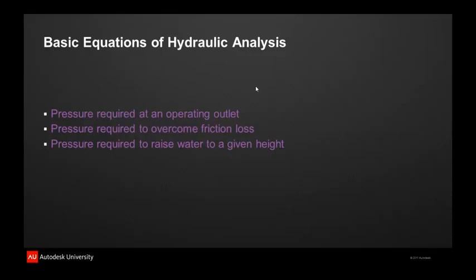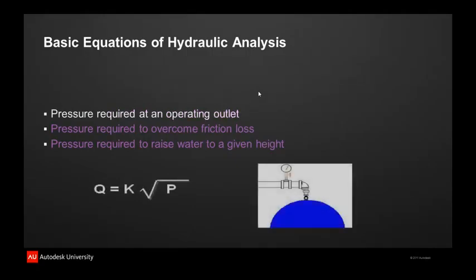That first equation we'll study empirically, and let me start by giving you the punchline. The formula itself is Q, that's the flow out of a sprinkler, equals K, that's a constant for the sprinkler orifice itself, times the square root of P, which is the pressure at that orifice.